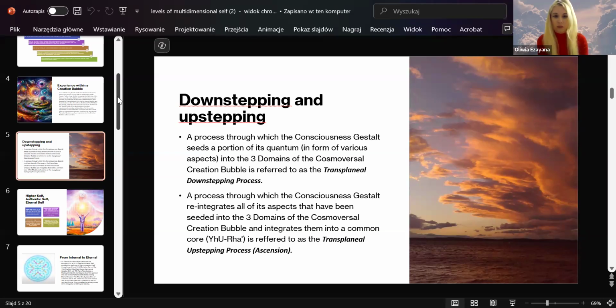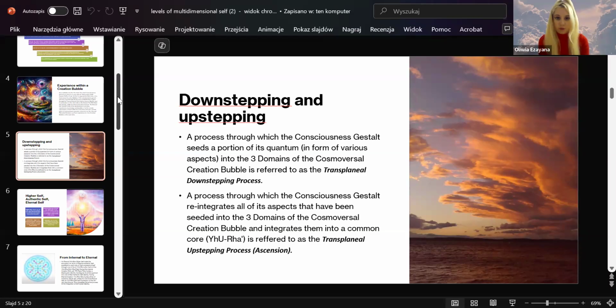And as we are approaching the finalization of the UNASA source creation cycle, during which we are going through all of those experiences that we are learning about, there is a moment when we have to go back the same way we originally came through, meaning that we go through the process of the transplanial upstepping, also known as ascension.